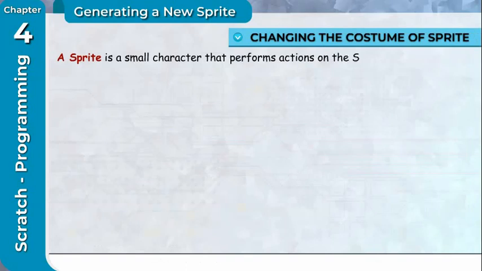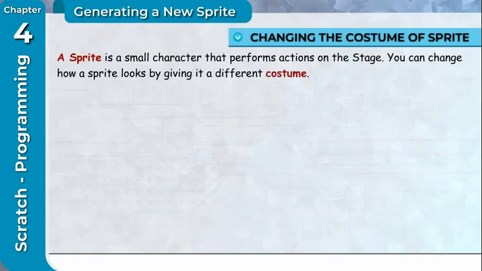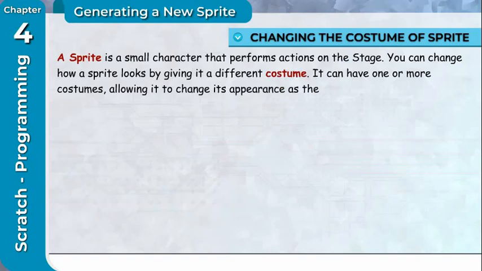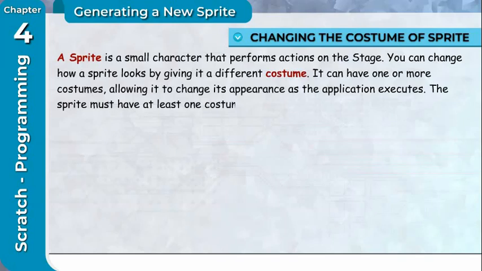Changing the costume of a sprite. A sprite is a small character that performs actions on the stage. You can change how a sprite looks by giving it a different costume. It can have one or more costumes, allowing it to change its appearance as the application executes. The sprite must have at least one costume.